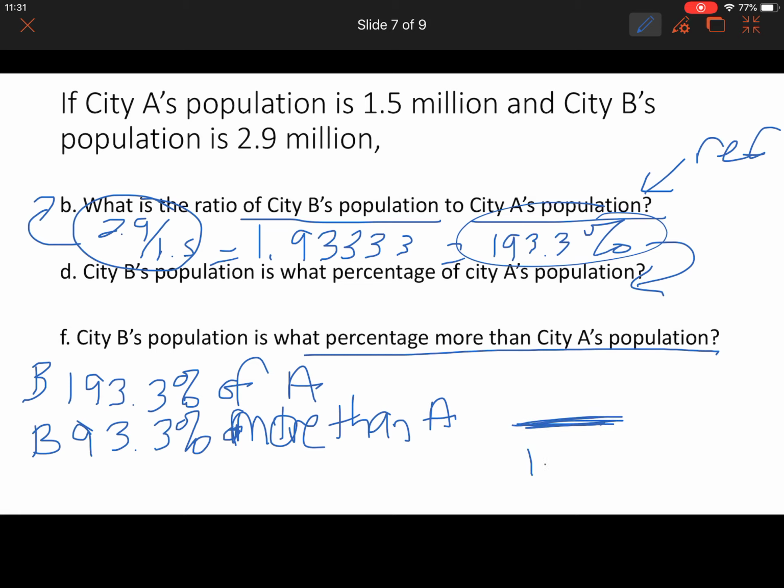We're referencing city A's population, so that goes on the bottom. We've already figured out the difference in the two populations is 1.4. And when I divide those and then multiply by 100, I get that 93.3. So notice the last time, because it was less than, they actually combined to 100. Because this is more than, it's actually how much more than 100. But I still want you to start to see how all of these relate together.